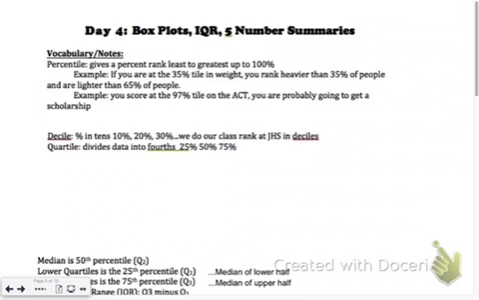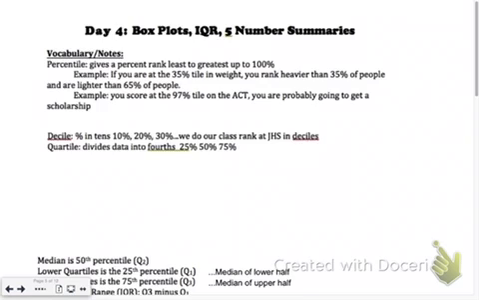So for example, if you're at the 35th percentile in weight, you are heavier than 35% of the people and lighter than 65%. If you scored in the 97th percentile on the ACT, that's really good, so you'll probably get a scholarship. Deciles break things into groups of 10%. That's how we do our class ranking at Jefferson, but we really don't use it a whole lot other than that.